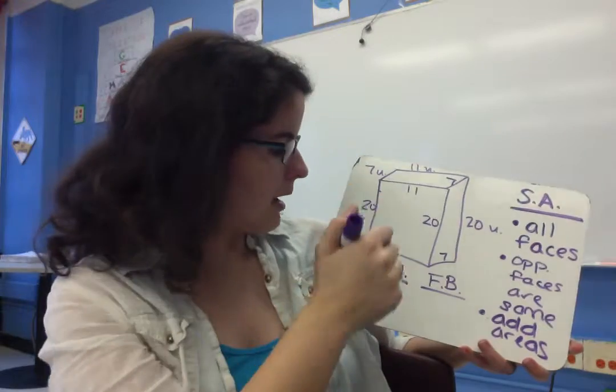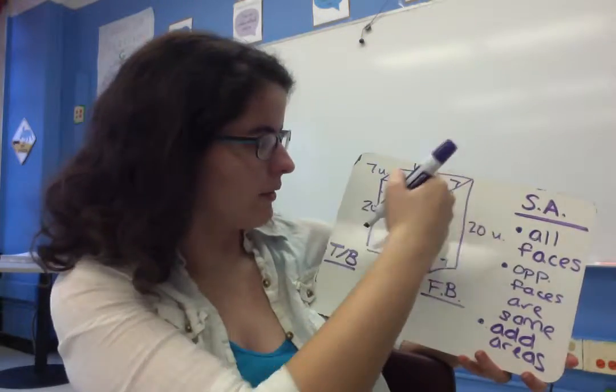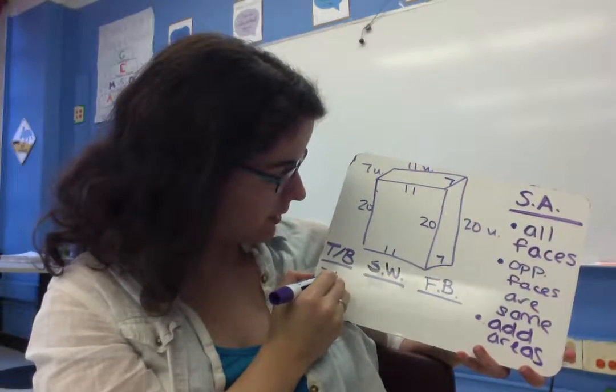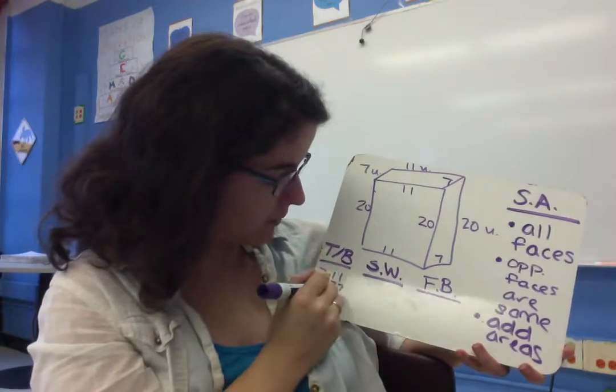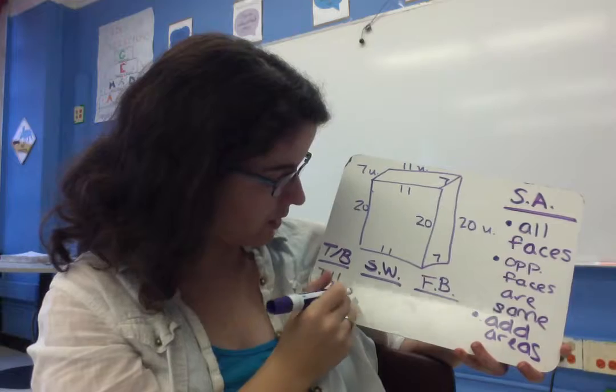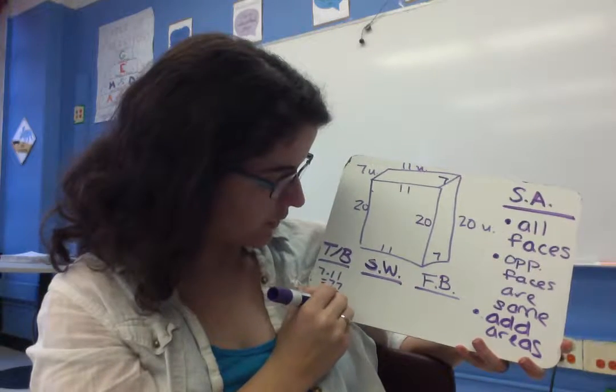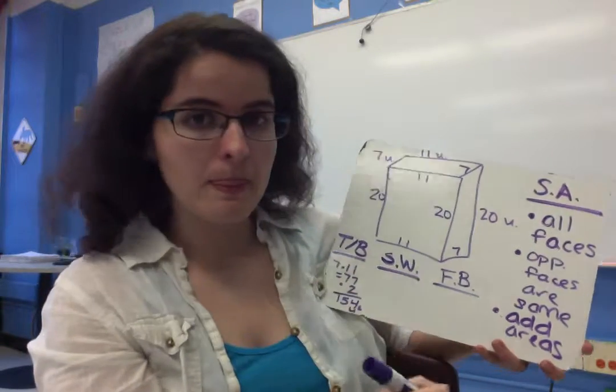So if I wanted to get the top and the bottom, I would need to get the area of that rectangle. Say 7 times 11, which is 77. And then we have top and bottom, so we need to do times 2 of those. And that's going to give us 154 square units.